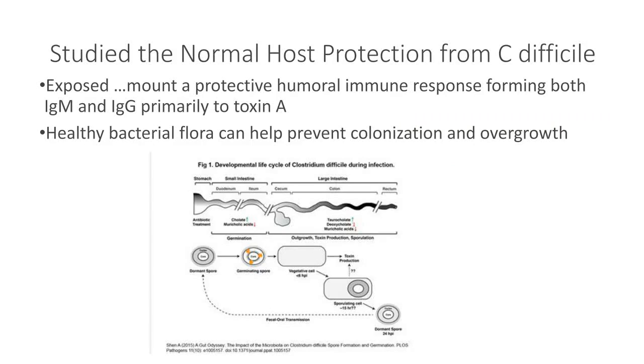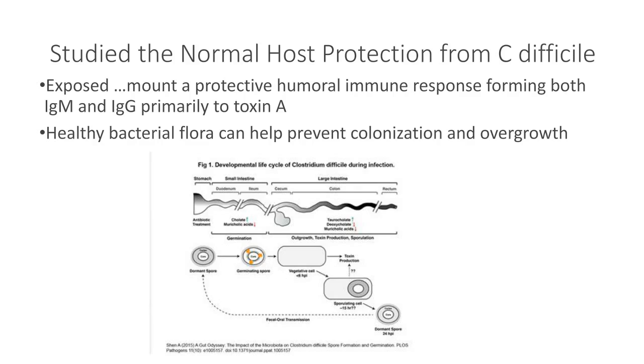They also did a lot of studies of the normal host protection from C. difficile. They learned that once we're exposed to the organism, we mount a protective humoral immune response, forming both an IgM and IgG response to primarily toxin A. Also, it was found that if you had a healthy bacterial flora, it can help prevent colonization and overgrowth.